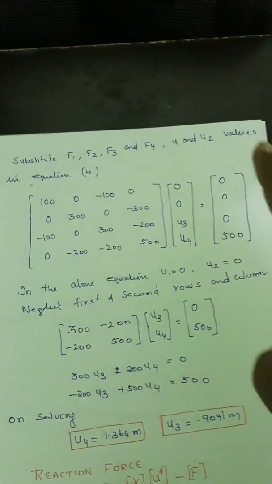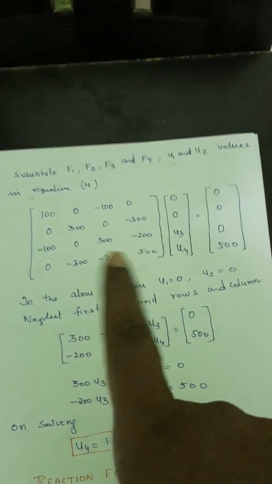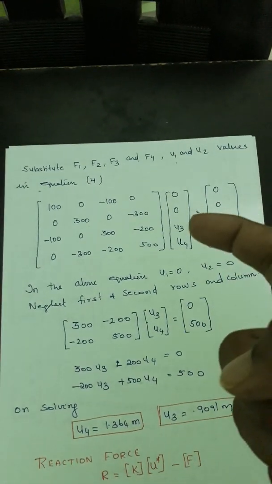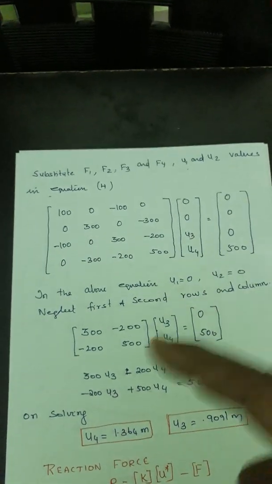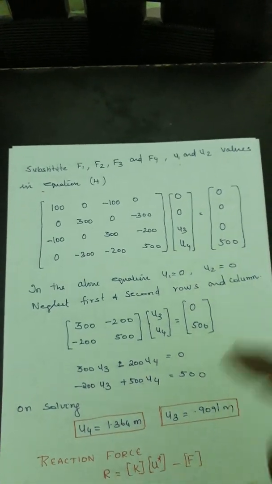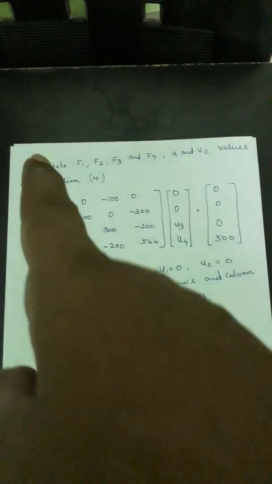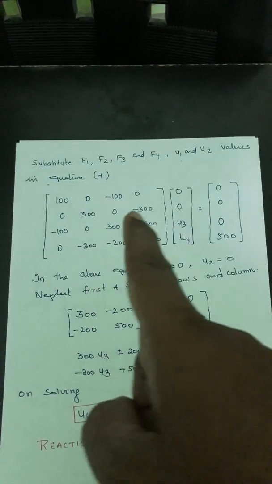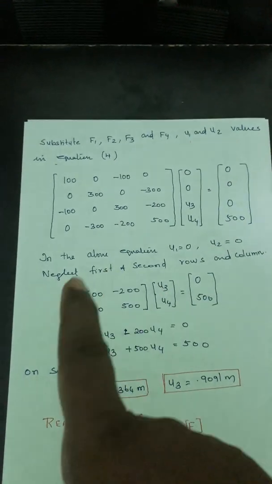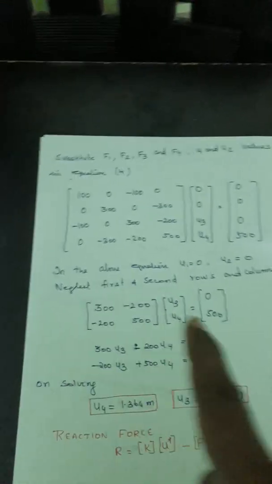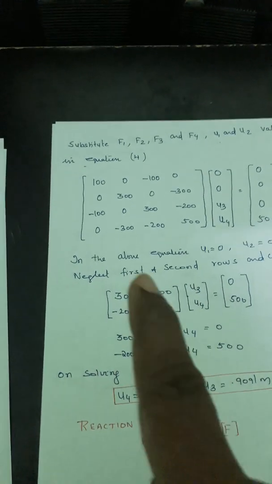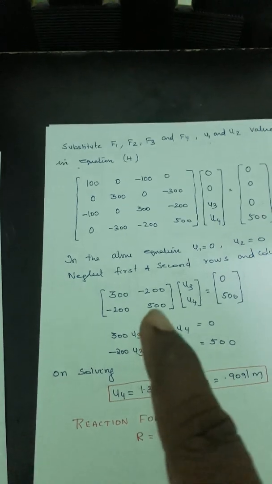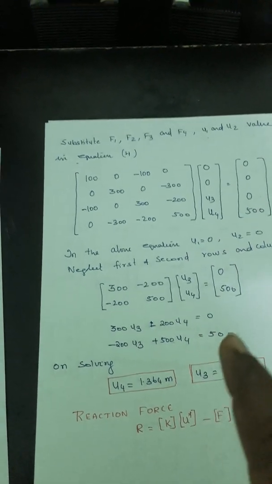I applied every boundary condition here. Now we want to find the displacement. U1 and U2 are 0, so cancel the first row and first column of the corresponding nodes. That is, this row completely goes and this row completely goes. Only this remains, so this is the remaining U3 and U4. Multiply this: 300 into U3 minus 200 into U4 is equal to 0. Minus 200 into U3 plus 500 into U4 is equal to 500.